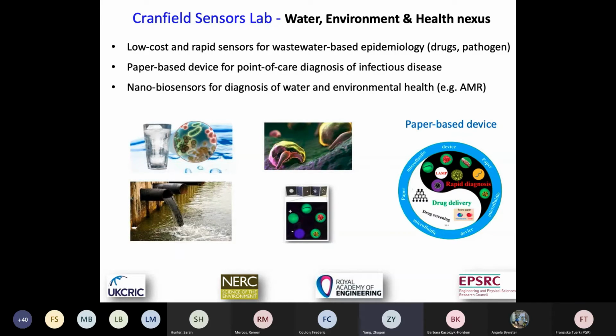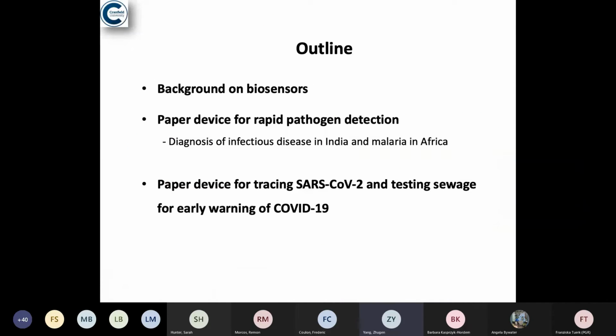We do have a project which was funded by the Royal Academy of Engineering to promote low-cost and rapid sensors for water quality monitoring, including microbial pathogens and antimicrobial resistant genes and antibiotics. And the third part, we are interested to develop rapid and point-of-care diagnostic sensors for biomedical disease, including infectious disease and cancers. First, I just want to share with you this outline.